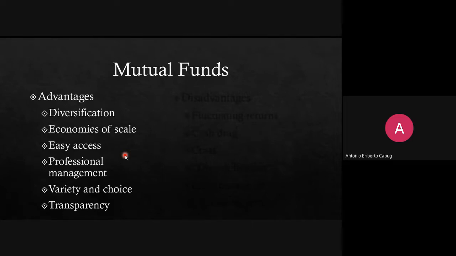What's the disadvantage in having a mutual fund account? Now, the disadvantages include the following. The returns are fluctuating. By the way, unlike banks which have PDIC insurance, mutual funds do not have such insurance. Fluctuating returns. The NAVPS can go up and down, up and down, up and down. And the riskier it is, the more volatile the price of the mutual fund becomes.